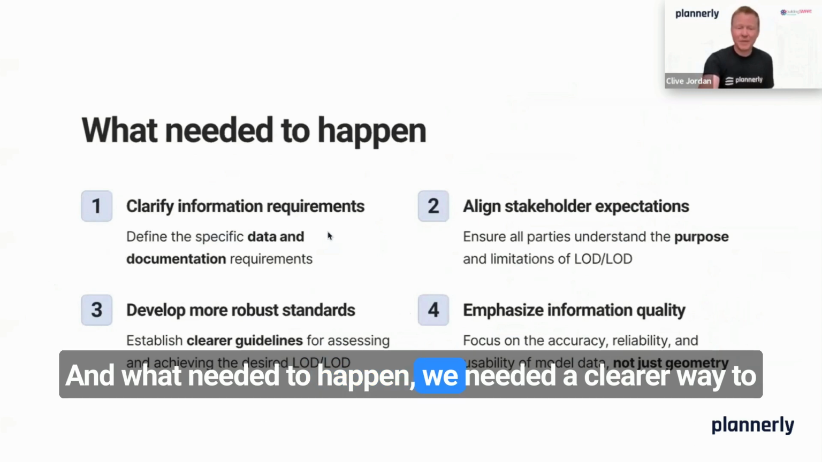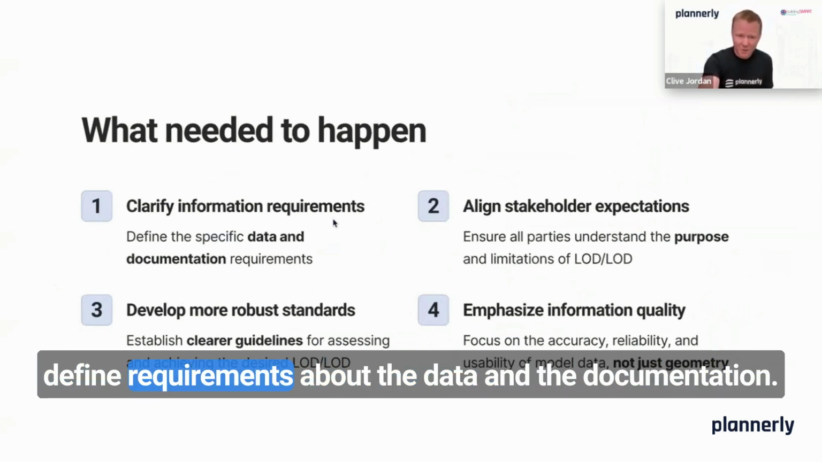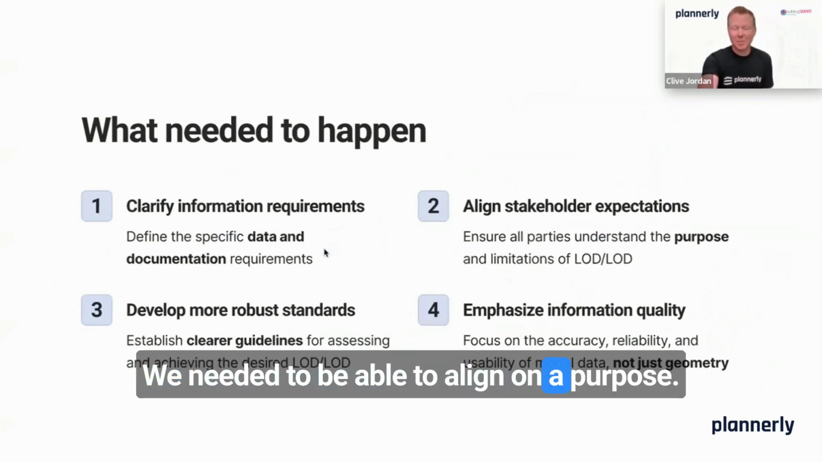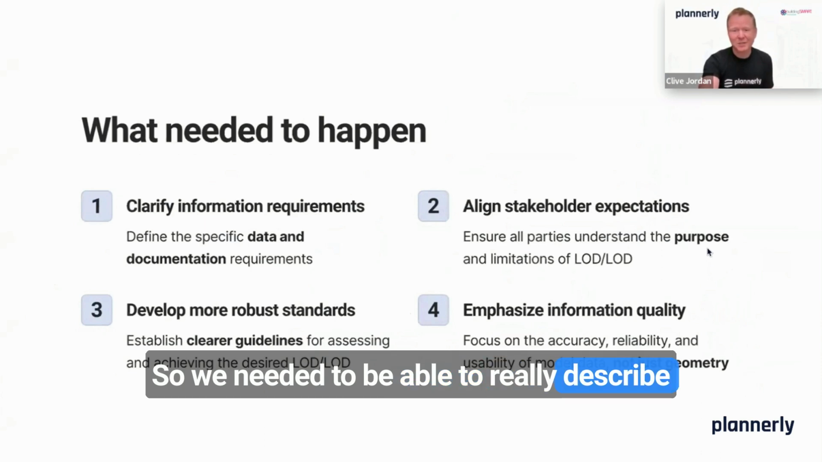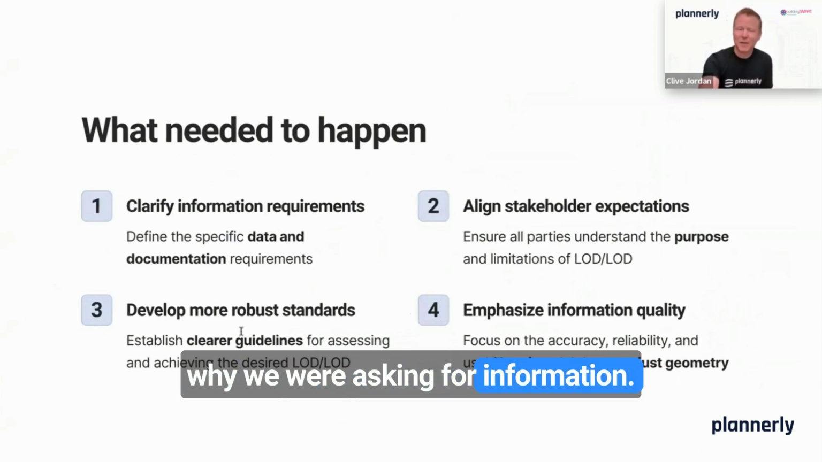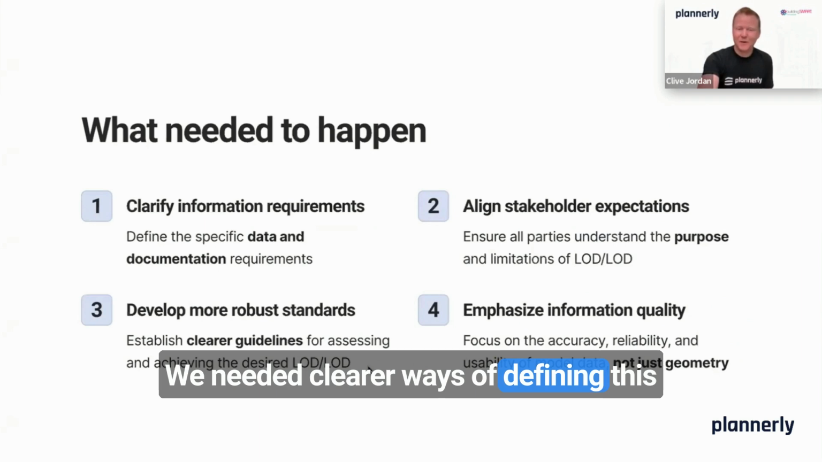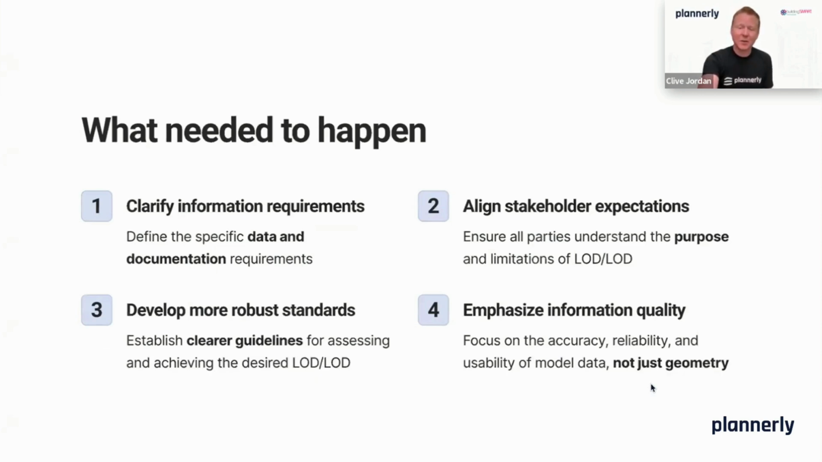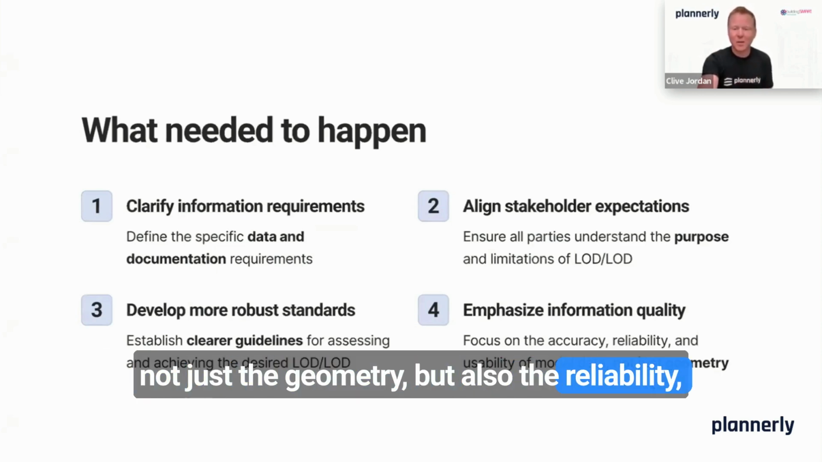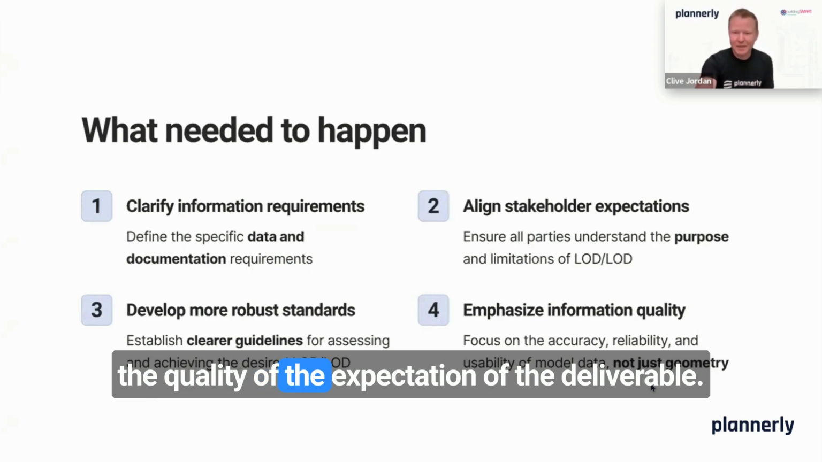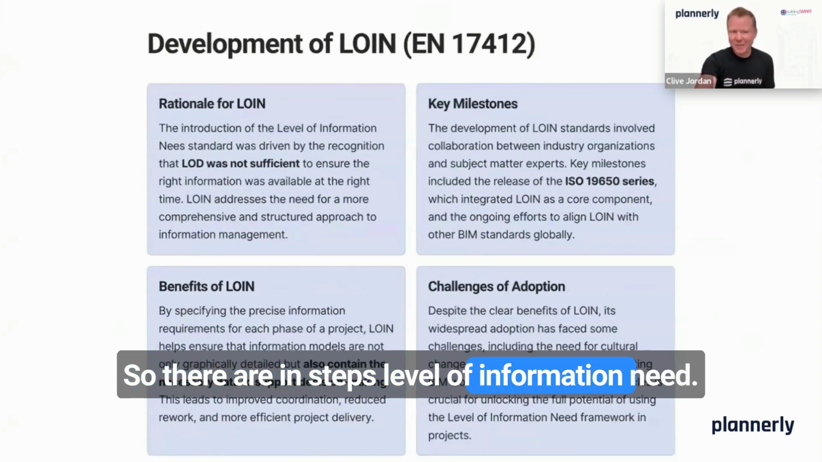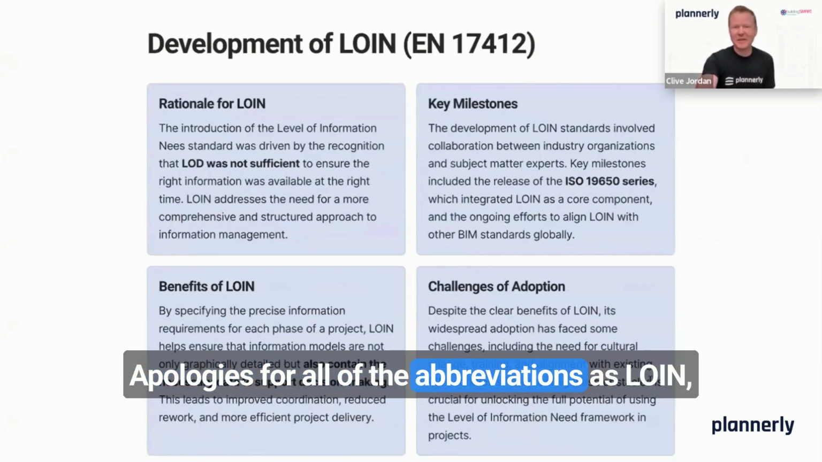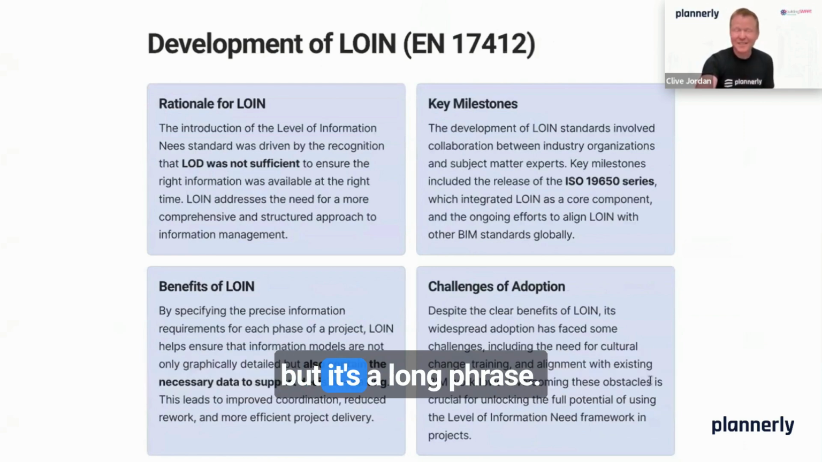And what needed to happen, we needed a clearer way to define requirements about the data and the documentation. We needed to be able to align on a purpose. So we needed to be able to really describe why we were asking for information. We needed clearer ways of defining this in more robust setups, and also an emphasis on not just the geometry, but also the reliability, the quality of the expectation of the deliverable. So there in steps level of information need. Apologies for all of the abbreviations, as LOIN, but it's a long phrase.